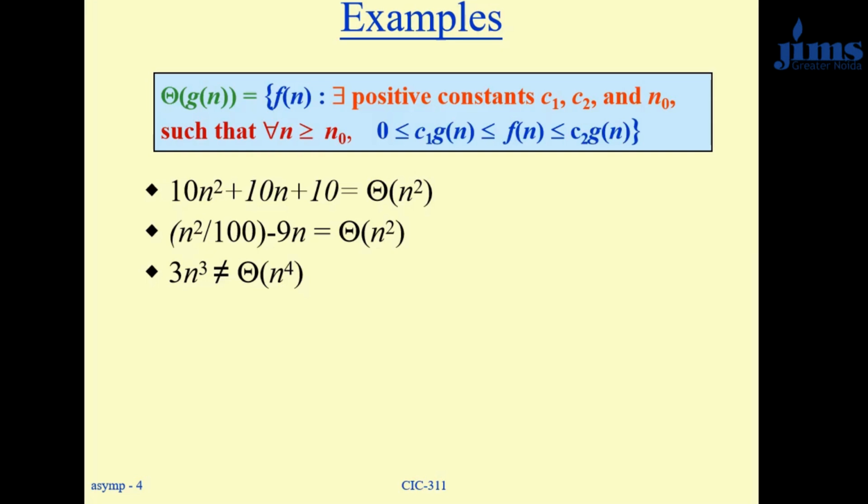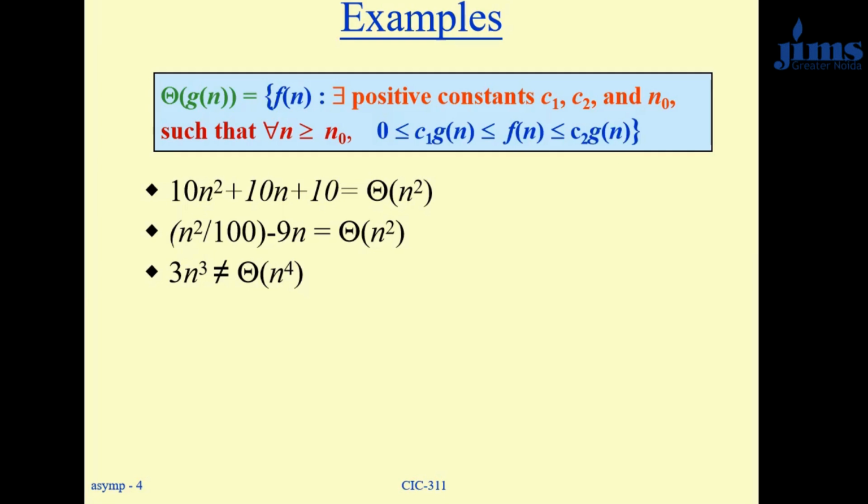As you can have a look, if I say that it is equal to theta n square, what do I have to prove? I have to find the values of C1 and C2 such that C1 n square is always lesser than the function f(n), and another constant, C2, such that C2 n square is always greater than that.